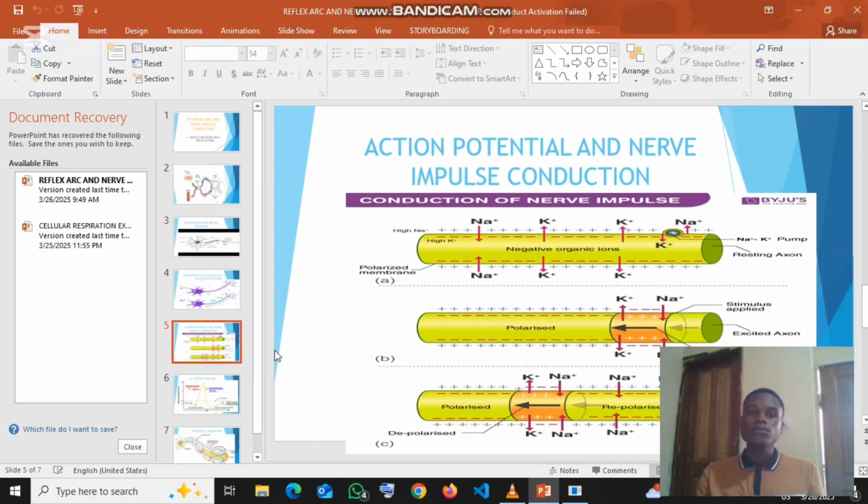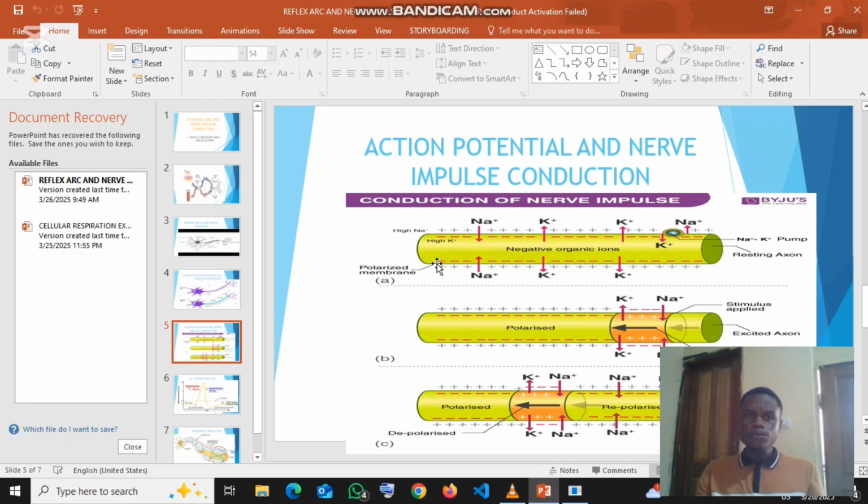Okay, here we'll be seeing action potential and nerve impulse conduction. Now, what is action potential? Action potential is the same as nerve impulse. When a stimulus acts on the sensory neuron, an action potential must be generated before that information is carried by the sensory neuron towards the central nervous system. The sensory neuron transmits it to the relay neuron at the junction we call the synapse, which we may see in a later video. We'll discuss the synapse as a whole because it's very broad.